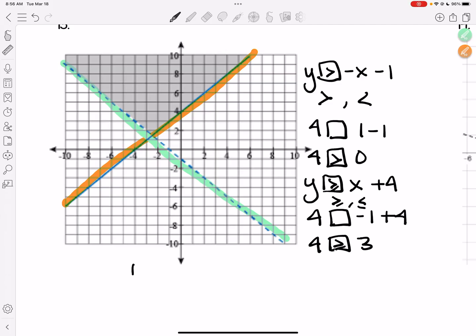So that's what I write, is I write y is greater than negative x minus 1, and y is greater than or equal to x plus 4.